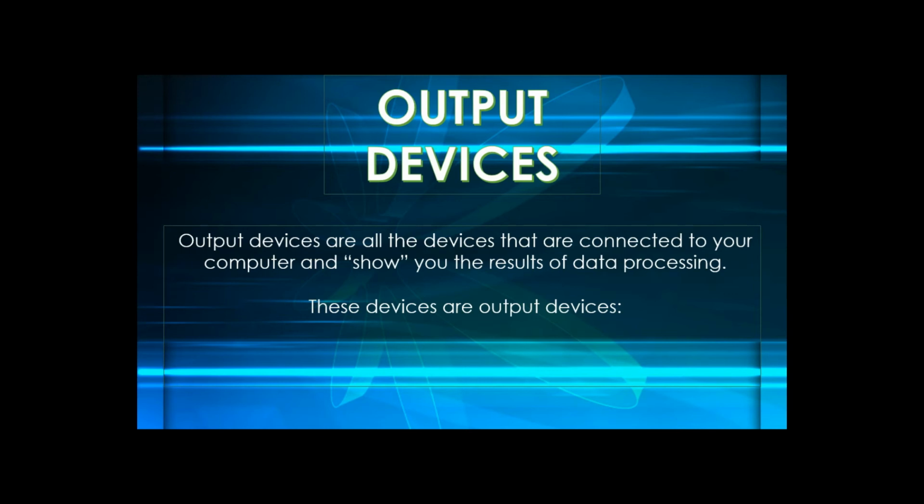Output devices. I know you know very well about input devices. So output devices are all the devices that are connected to your computer and show you the results of data processing. Some types of output are text, graphics, audio and video. A monitor displays the information on your screen. A printer displays the information on paper. We can listen to the voice by speaker.